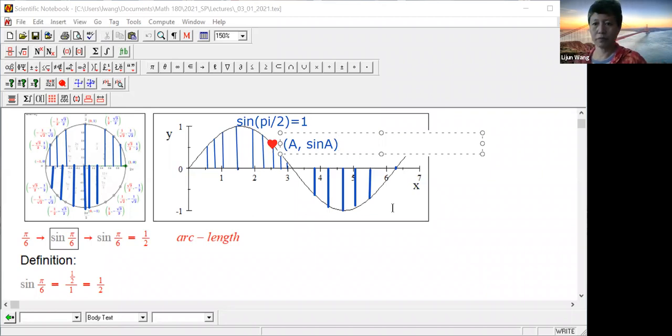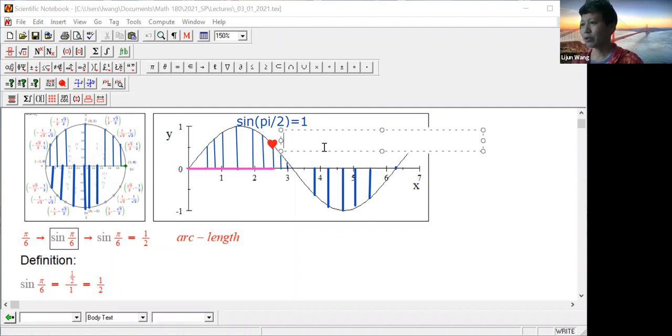An arbitrary point on this curve, which is the arc length from the unit circle, is measured over here, the purple. The purple is the arc length. So the angle is the purple arc length, and the sine of that angle is the blue. I try to make the color coordination. So the angle, this arc length, and the ratio.